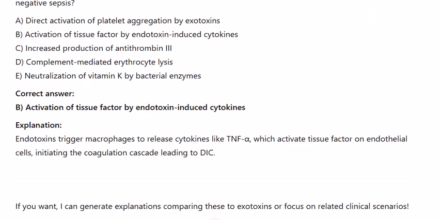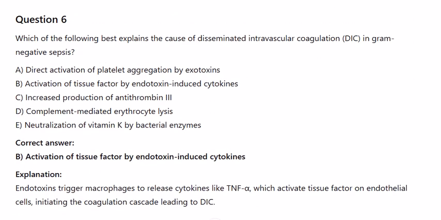Question 6. Which of the following best explains the cause of disseminated intravascular coagulation in gram-negative sepsis? A. Direct activation of platelet aggregation by exotoxins. B. Activation of tissue factor by endotoxin-induced cytokines. C. Increased production of antithrombin III. D. Complement-mediated erythrocyte lysis. E. Neutralization of vitamin K by bacterial enzymes. Correct answer: B. Explanation: Endotoxins trigger macrophages to release cytokines like TNF-α, which activate tissue factor on endothelial cells, initiating the coagulation cascade leading to DIC.